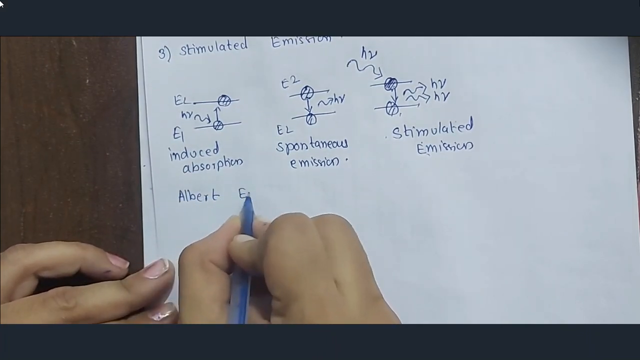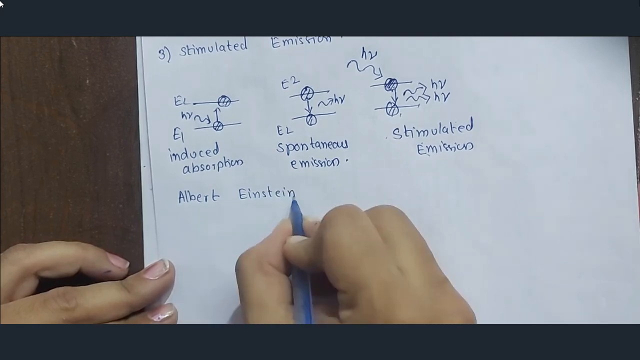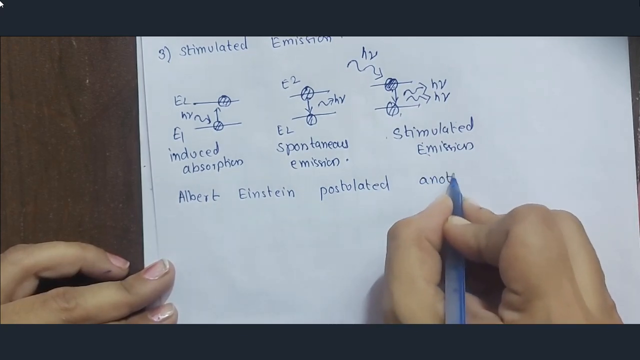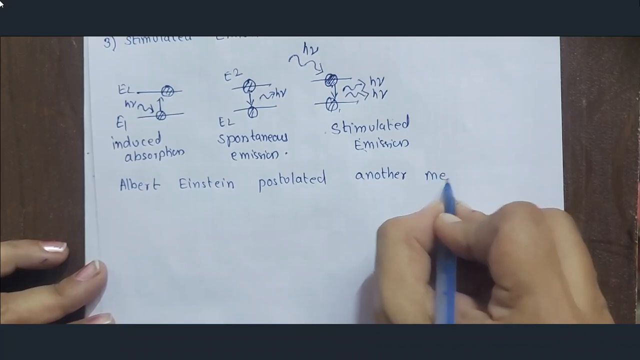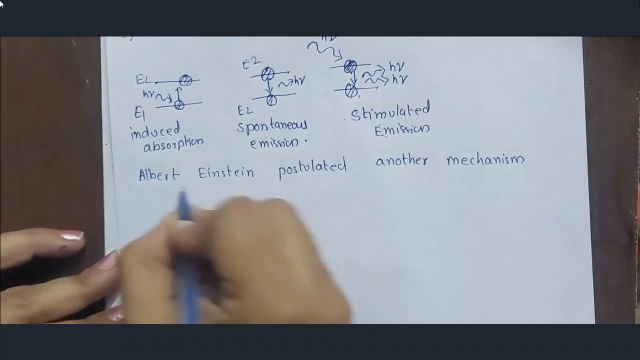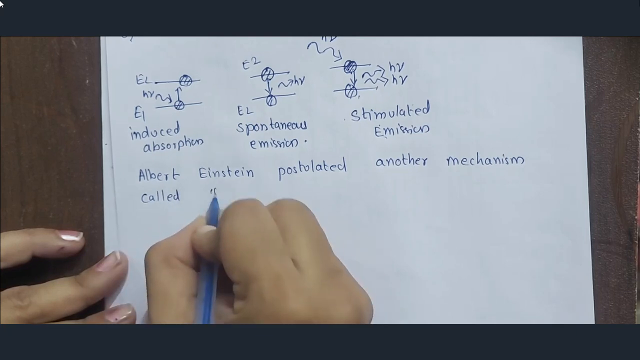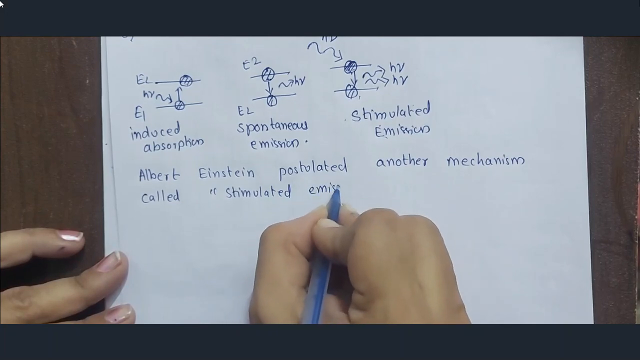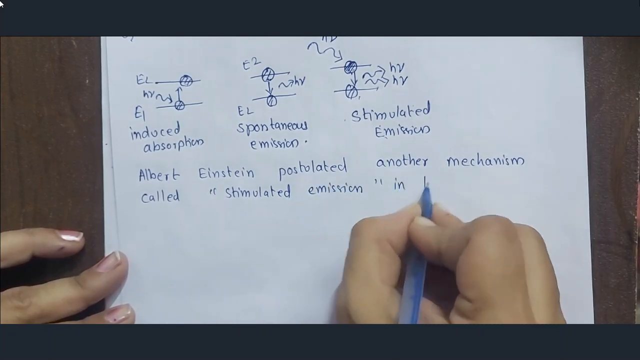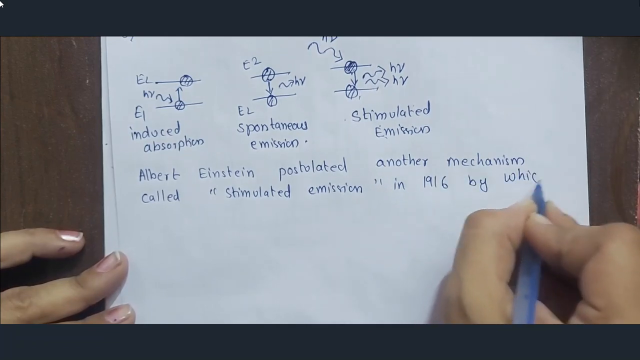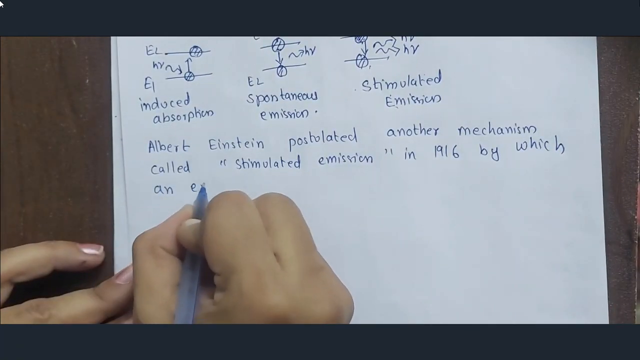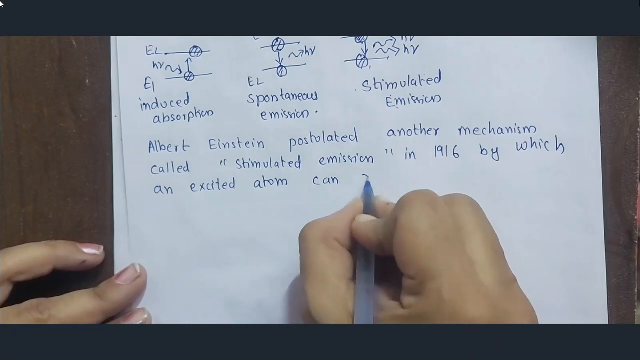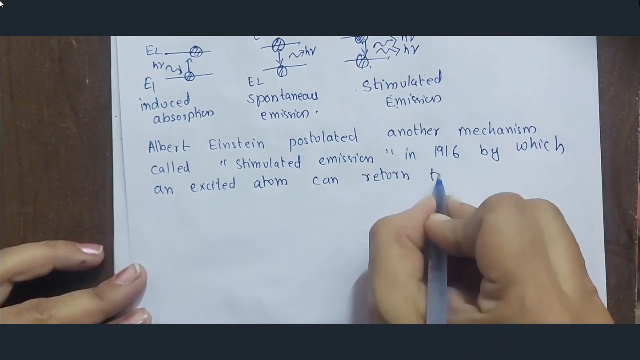Albert Einstein postulated another mechanism called stimulated emission in 1916 by which an excited atom can return to the ground state.